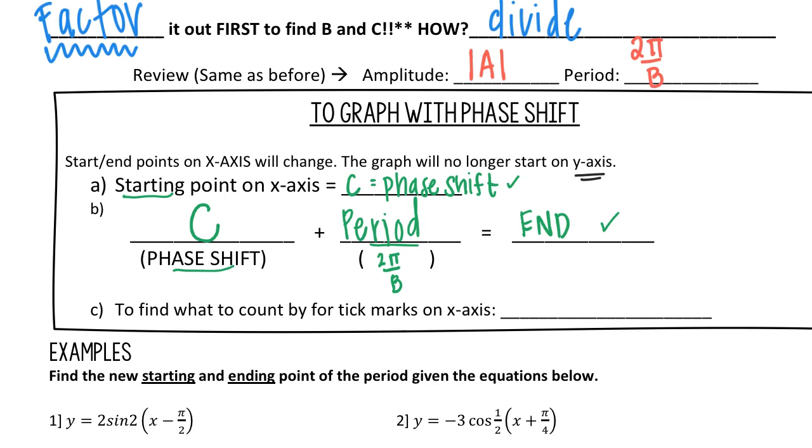Now we're going to have a total of 5 tick marks every time, to account for the fact that the sine has 5 distinct portions: center, top, center, bottom, center. A cosine curve starts at the top, goes to the center, goes to the bottom, back to the center, and back to the top. There are 5 different points that we need to graph accurately. So to find what to count your tick marks by, you'll take whatever the period is and chop it into 4 pieces, and that will give you what you count by. We'll practice that in a minute.